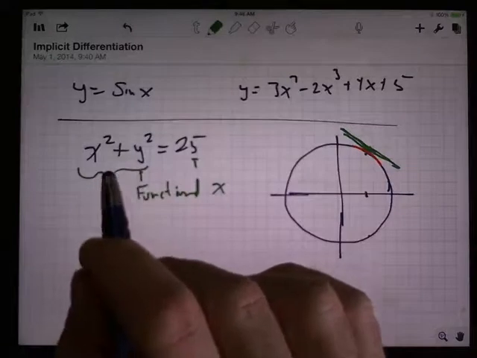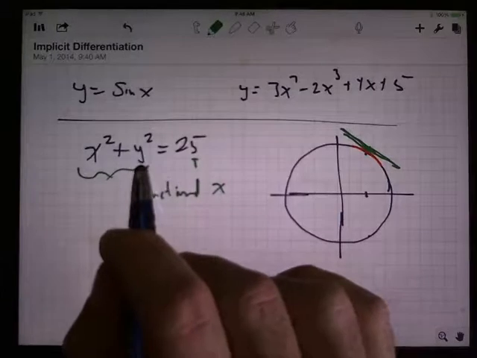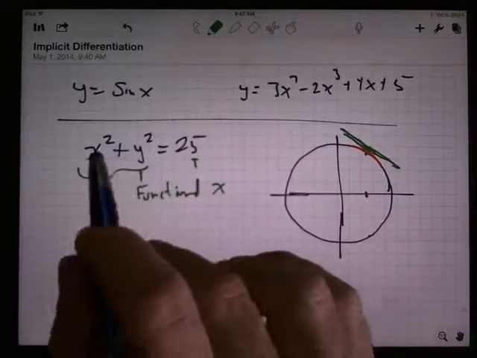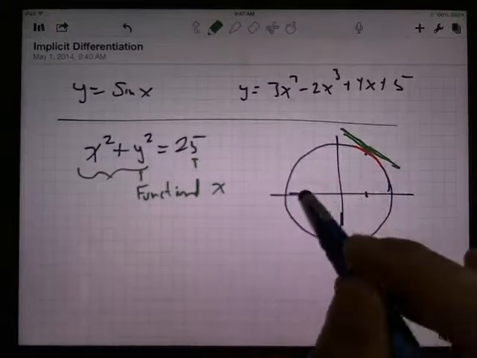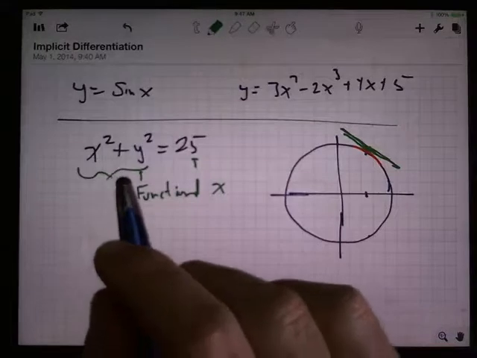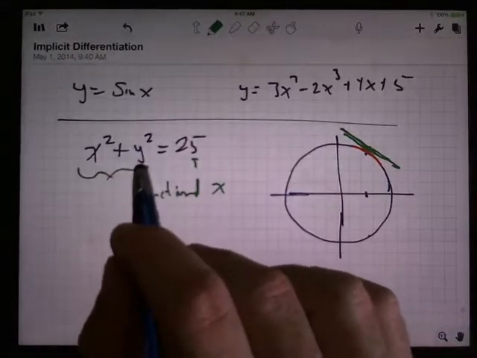The thing that I don't know is actually what function y is. I mean, it is a function of x, and in this example I could solve for it. I could subtract the x squared, take the square root, and say, oh yeah, y is the square root of 25 minus x squared. That's the function. But I don't want to do that. I want to do this without explicitly solving for y. But if you gave me an x, I could find y, so y is a function of x.